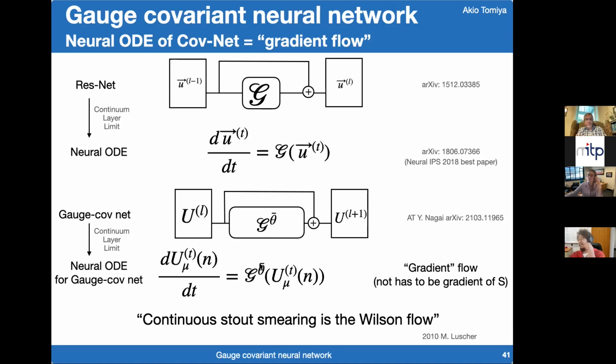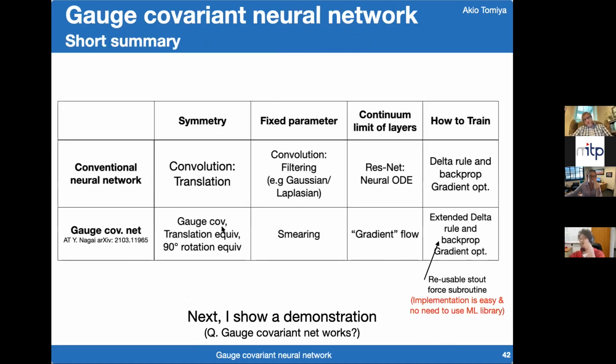And this fact itself is mentioned in Lucia's first paper. Continuous stout smearing is a Wilson flow. Wilson flow is a continuous version of the stout smear. So this is a short summary of what we have done.